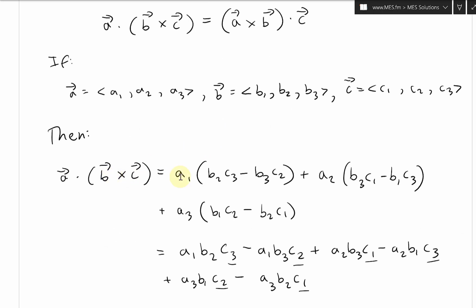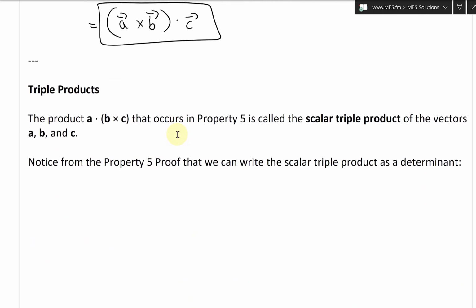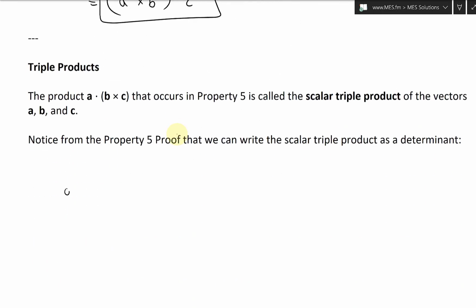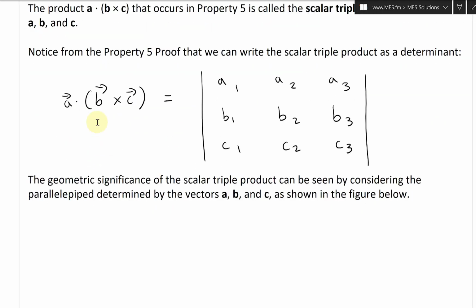So notice here we have this cross product, then we have this A1 times A2, A3, etc. In other words, this is just a determinant. So we could write this in determinant form: A dot (B cross C) is equal to the determinant with rows A1, A2, A3, then B1, B2, B3, and then C1, C2, C3, like that.